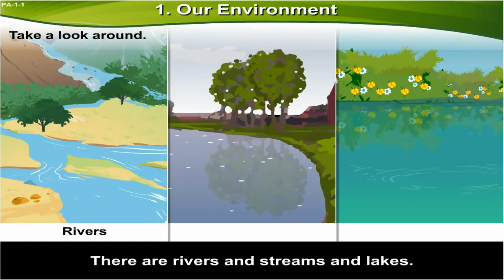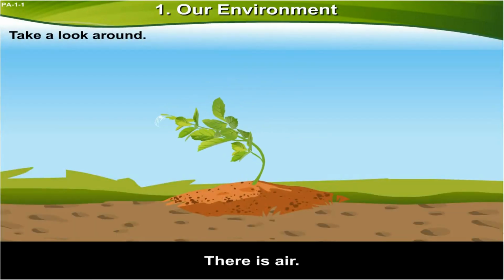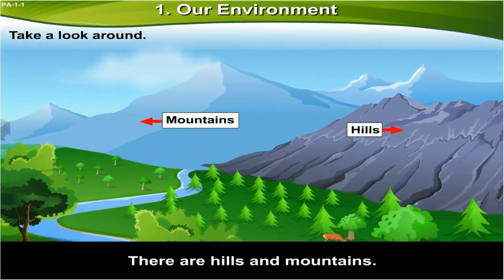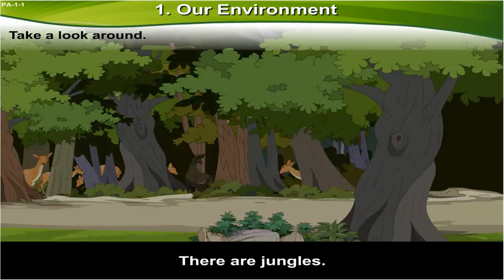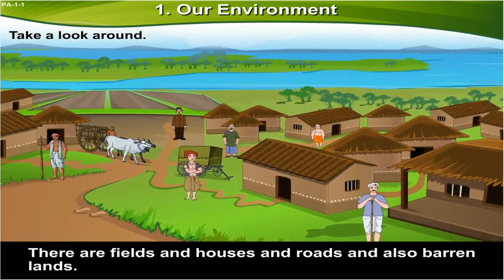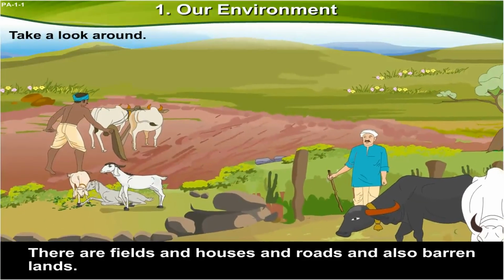There are rivers and streams and lakes. There is air. There are hills and mountains. There are jungles. There are fields and houses and roads and also barren lands.